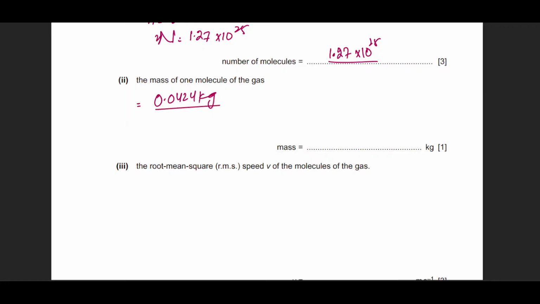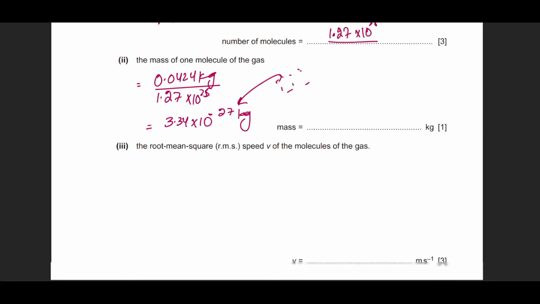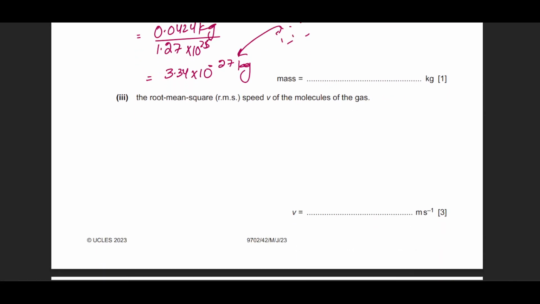Divided by how many atoms are participating to constitute this mass. So that will be 1.27 into 10 to the power 25. This comes out as a very small number, 3.34 into 10 raised to the power minus 27 kg. So each atom inside the sample has this much mass. Now, the RMS speed of the gas.